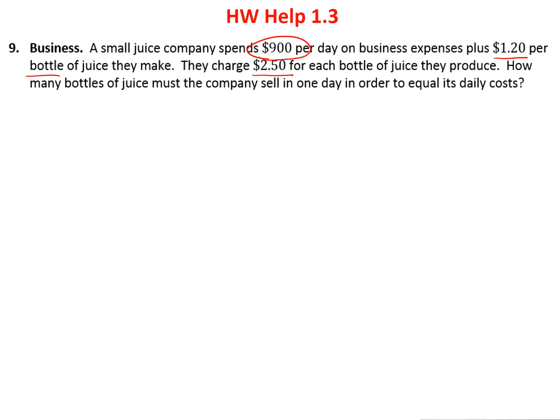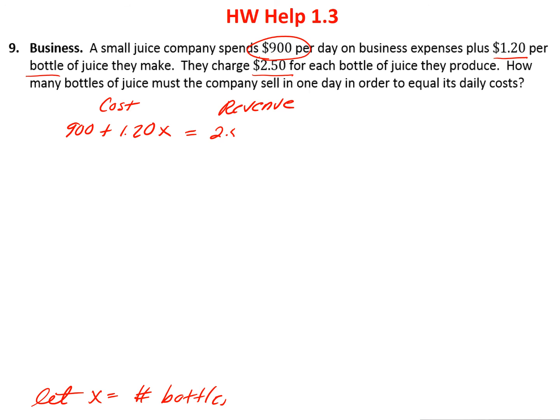So on the one hand, let's look at the cost. Every day it costs them first $900 plus $1.20 times the number of bottles. So I'm going to let x equal the number of bottles. So it's going to cost them $900 plus $1.20 times each bottle they make. On the other hand, their revenue here is they make $2.50 times each bottle, or $2.50 times x.